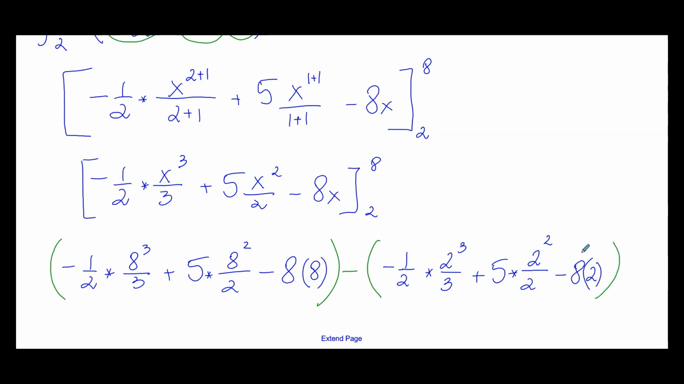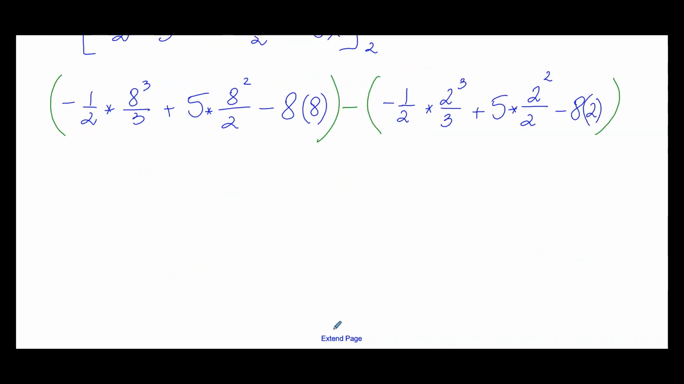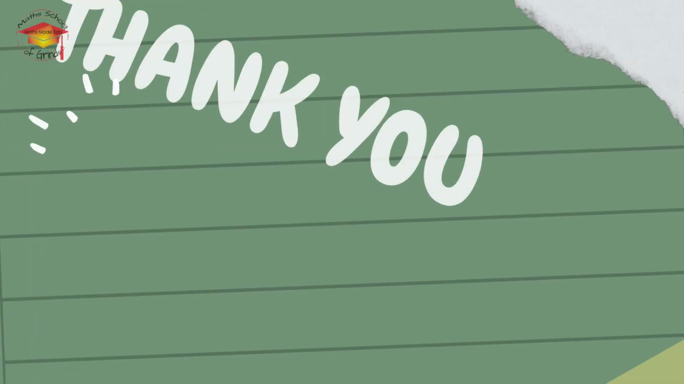And we put all of that in our calculator, we press equal, and we get that that value is 18. So that is the area enclosed between those two lines.